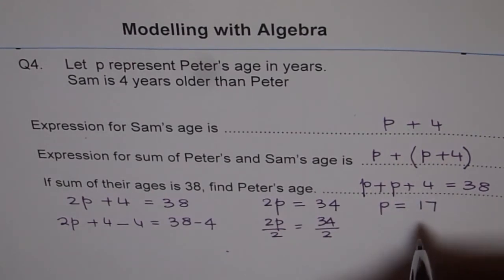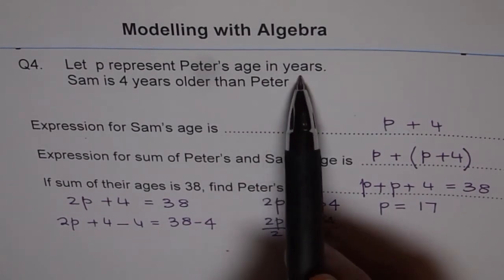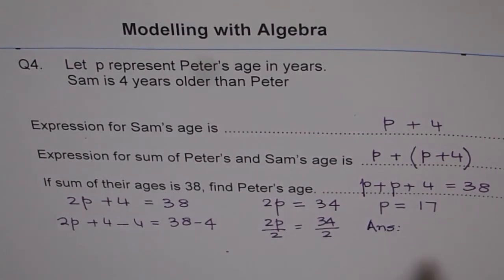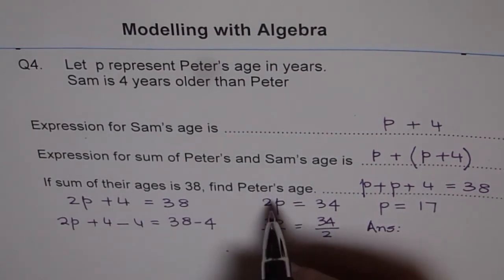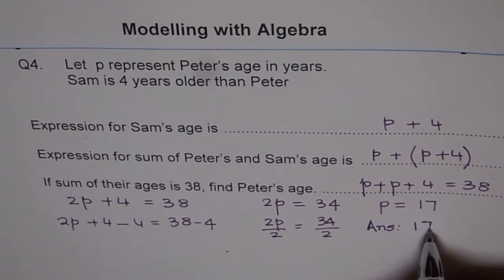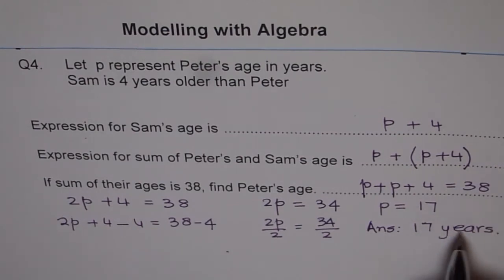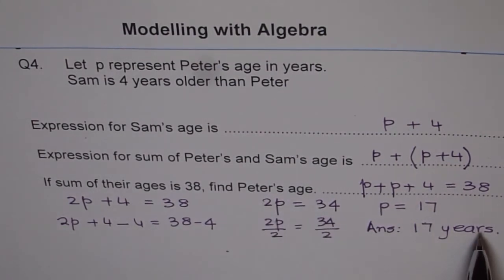So P is 17. Since the question is about age and age is represented in years, we have to write down our answer in years. Don't forget units, correct? The sum of their ages is 38; find Peter's age. Therefore we say Peter's age is, and you have to write the complete statement, 17 years, along with the units, okay? Don't forget to write Peter's age. I'm not writing it here, but you have to write: Peter's age is 17 years. So that is your solution, right?